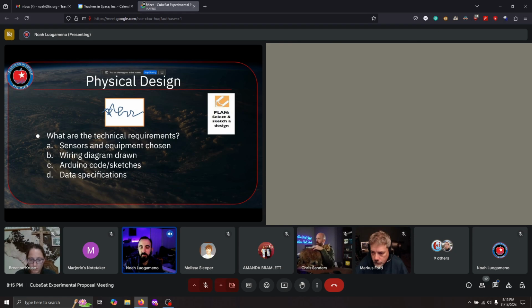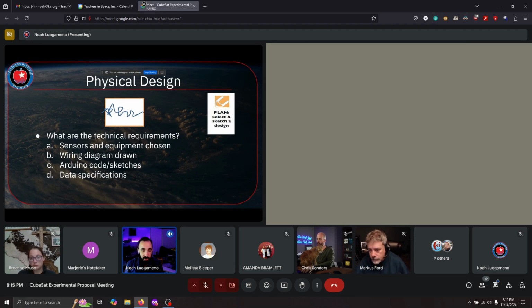The physical design is going to be a little bit more in depth. It's going to be similar to the logical design in that it'll show how the experiment actually works and how the CubeSat works. But we want to know specifics now, like exactly which sensors you're going to be using or other equipment. We want to see a wiring diagram, whether you use a computer-based program to make that, or you use Paint, or you use just pencil and paper and draw it out. That's perfectly fine. Doesn't have to be anything in particular. It just needs to show us the sensors themselves and how they're going to be connected to your Arduino.